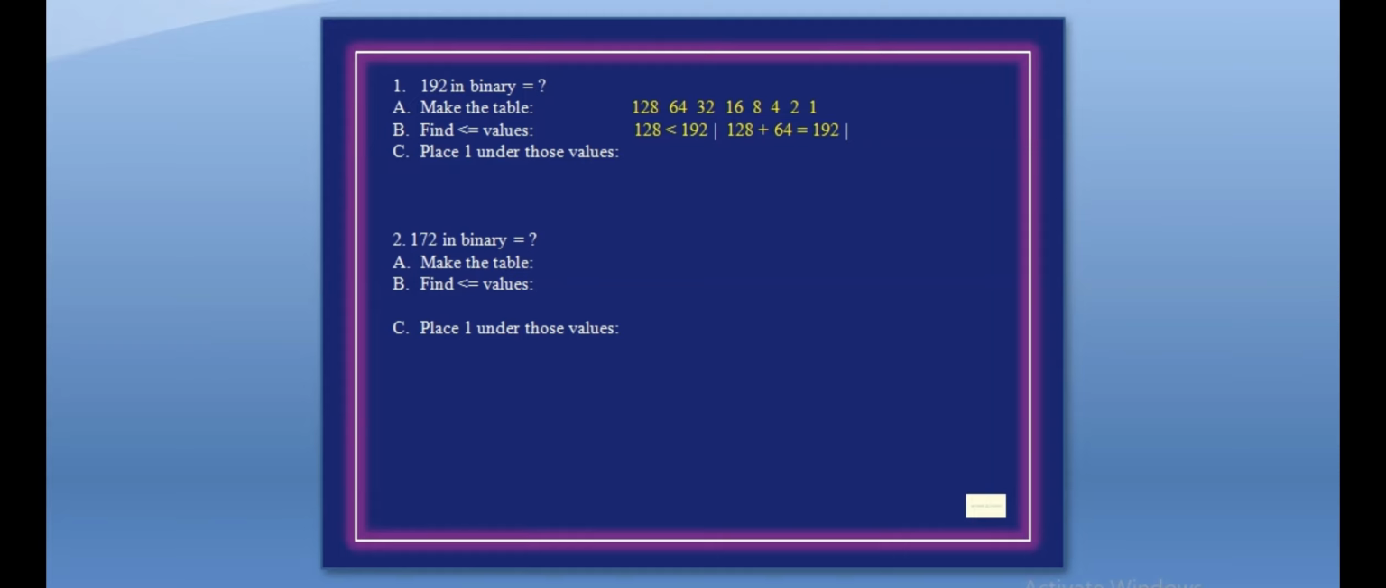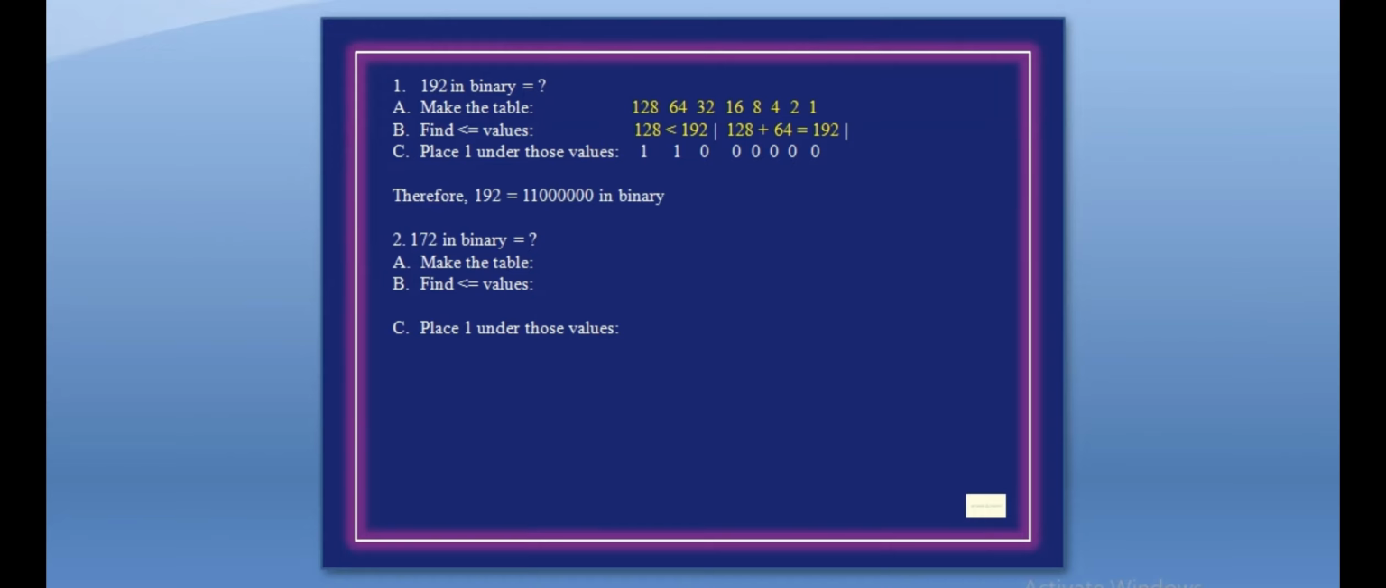Now we move on to the next bit, that is 64. Now what we are going to do is add 64 to 128 to check if we get 192. And 128 plus 64 indeed equals 192. Therefore, we are also going to place the bit value of 1 on 64. And then the binary equivalent we get is 11000000. And when you try to convert this to decimal, you will get 192.